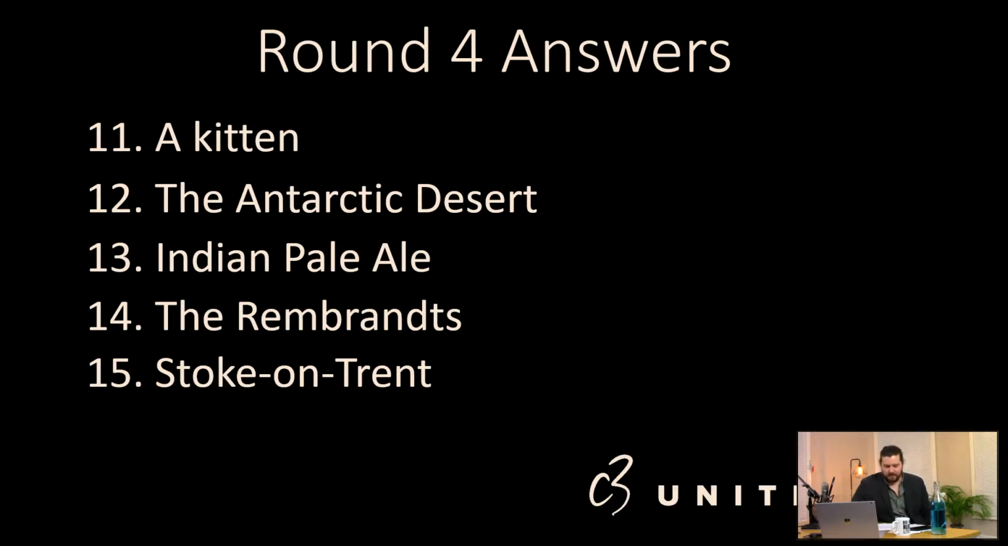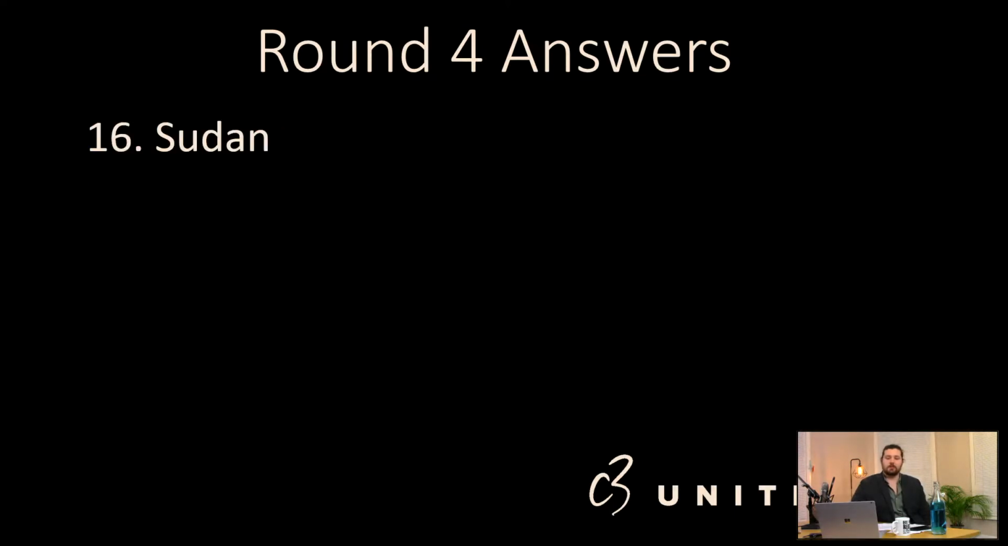Question 16, round 4. The River Nile flows through Egypt and what other country predominantly? The answer is Sudan. Sudan is the country that the Nile predominantly flows through aside from Egypt.